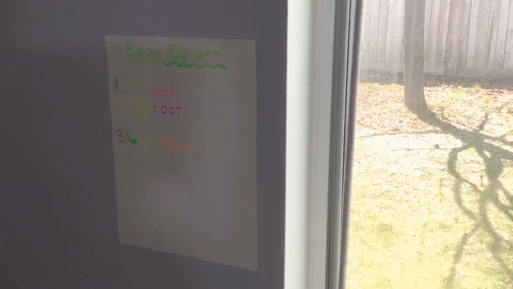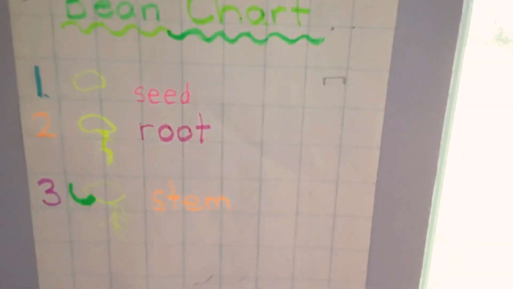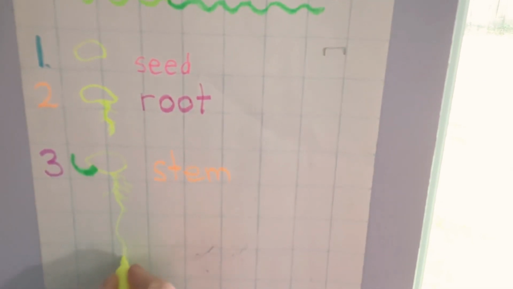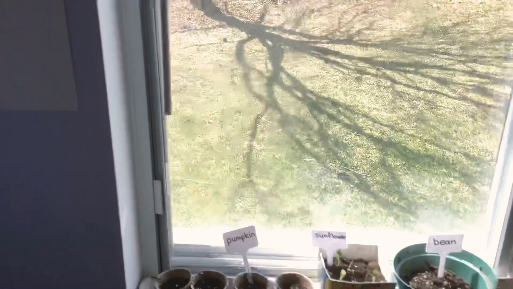You don't have to add number 4 because nothing's changed. So we had a seed, we've got a root, we've got a stem, but what's happening is our root is growing really long. Really long. Let's get the ruler. See if we can measure that.